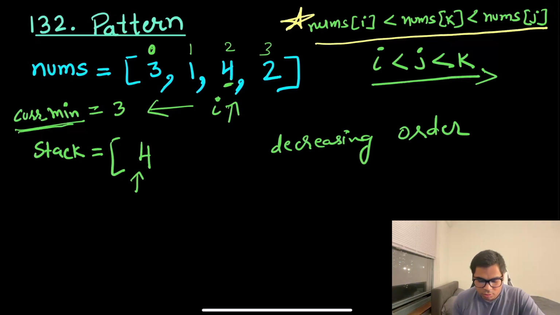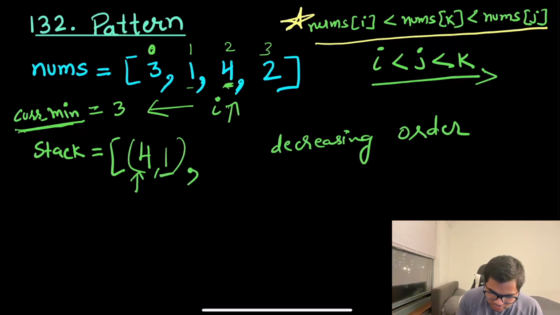Also remember that at the same time I will keep calculating this current min and keep appending it. So for this 4, the current minimum that I've seen so far is 1, right? This second index is the current min, and for 1 it was earlier 3, right? Now next is going to be 2, so I come to 2.